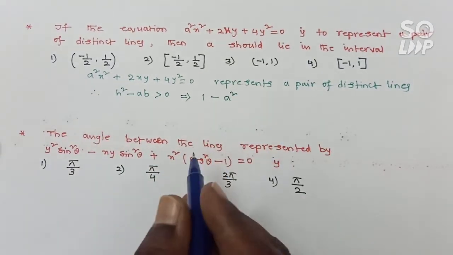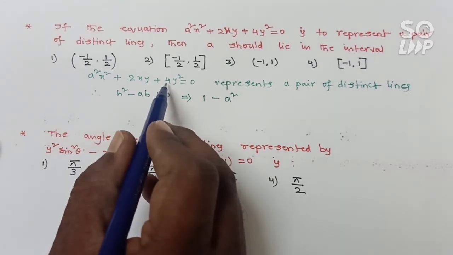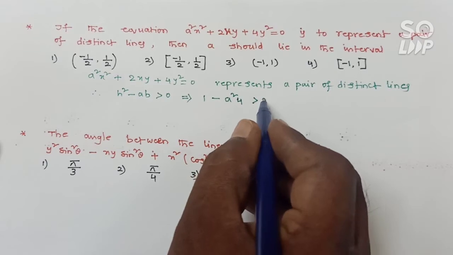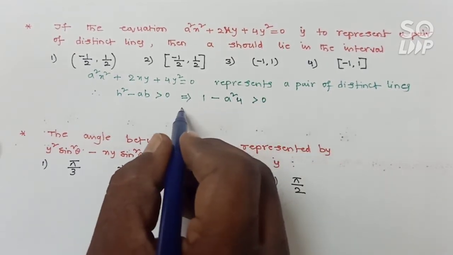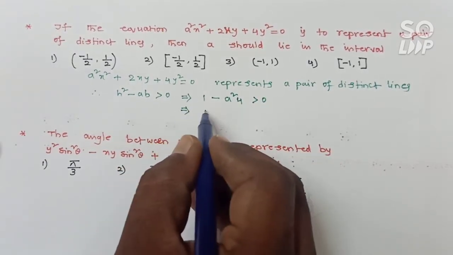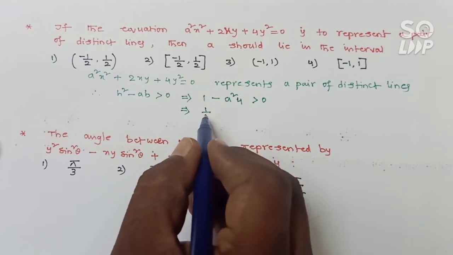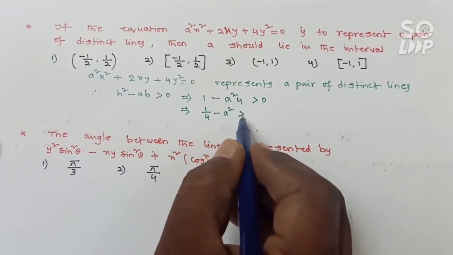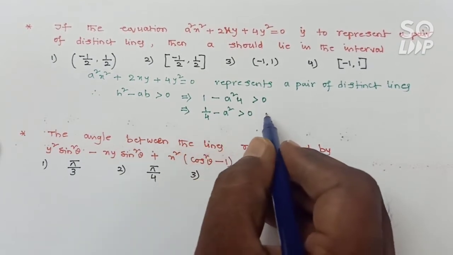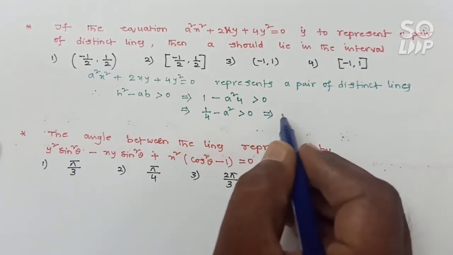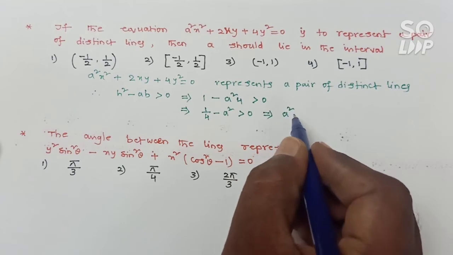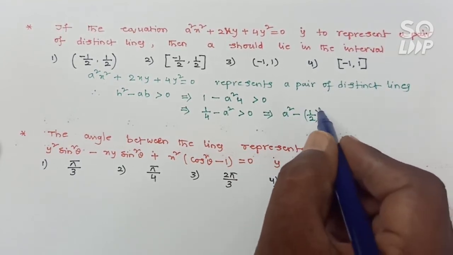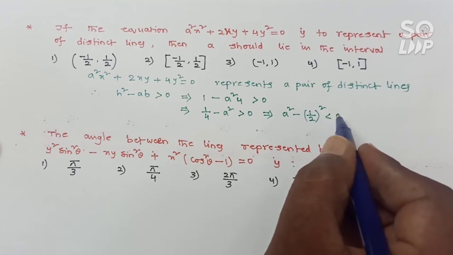This is the a value. B is that y square coefficient, which is 4, greater than 0. You divide with the 4: 1 by 4 minus a square is greater than 0. This one you multiply with the minus: a square minus 1 by 4, you can write that as a square minus (1 by 2) whole square less than 0.